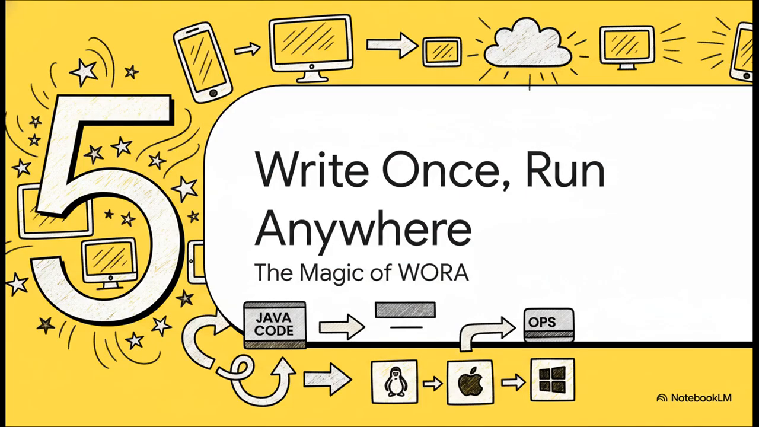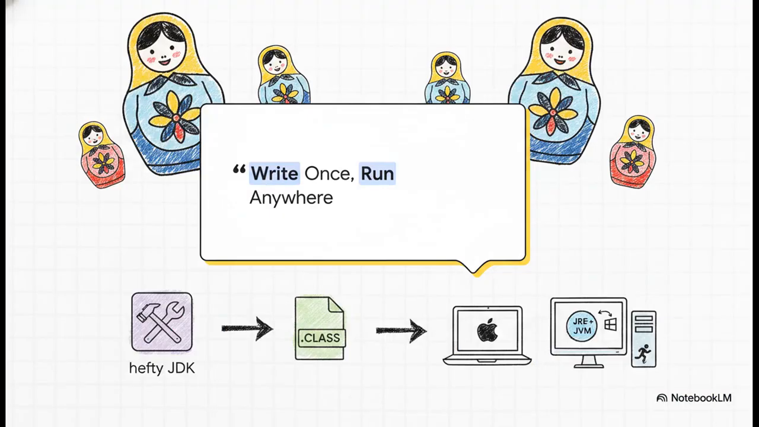Finally, Section 5, write once, run anywhere, the absolute magic of WORA. Because of this nesting doll architecture, Java achieved something truly monumental. Write once, run anywhere, or WORA. As a developer, you use the hefty JDK on your machine to write and compile your code into bytecode just one single time. Then, you can take that compiled .class file and hand it to a friend.